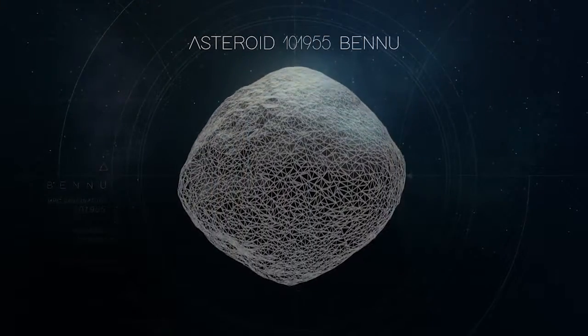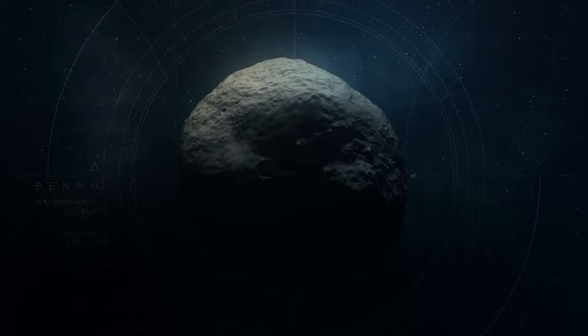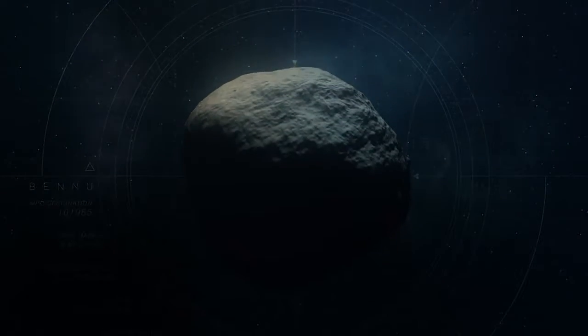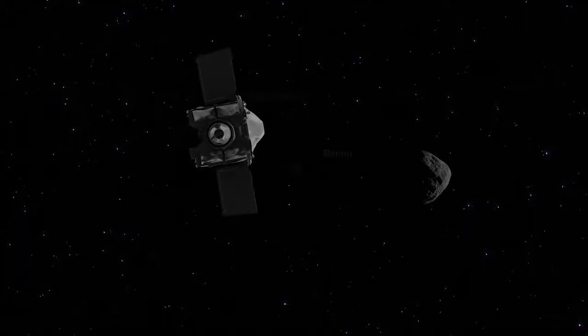So mapping will begin by determining the shape of the asteroid, and understanding the shape of Bennu is of incredible importance so that we understand how to safely navigate around this body.